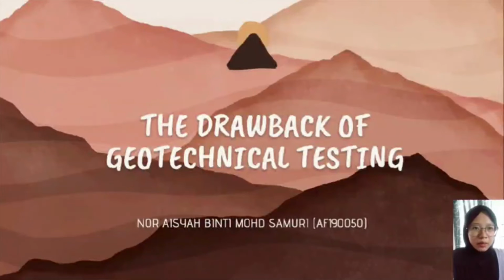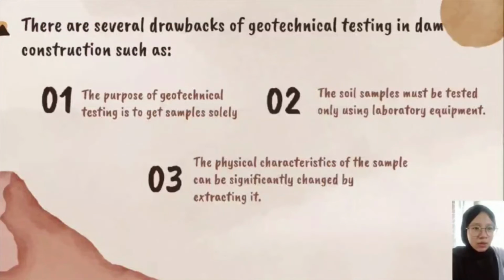Next, I will explain about the drawbacks of geotechnical testing. There are several drawbacks of geotechnical testing in dam construction, such as the purpose of geotechnical testing is just to get samples. Thus, all of the investment in equipment, labor, and time is worthless unless it provides a sample for testing. Second, the soil sample must be tested only using lab equipment. That means removing a large number of samples from the site, delivering them to a lab facility, and then waiting for the lab result.